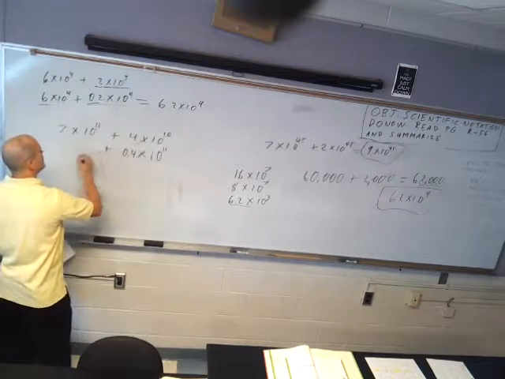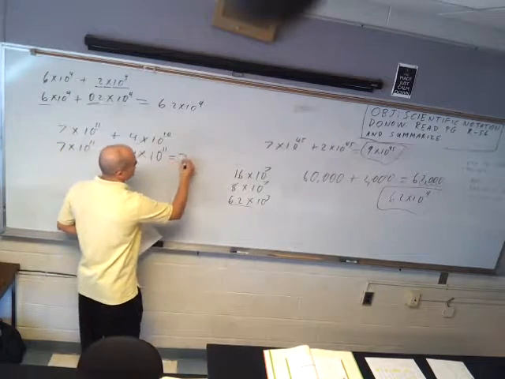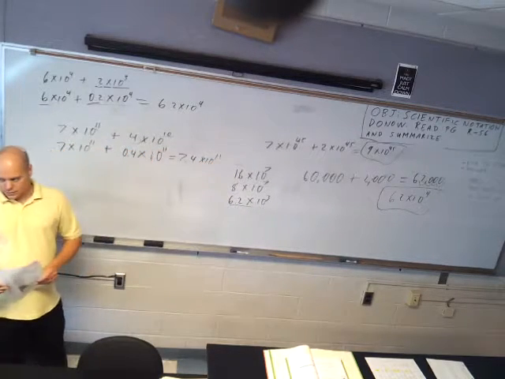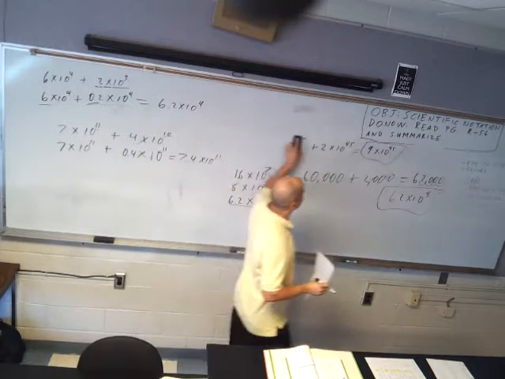This one stays the same. 7.4 times 10 to the 11, right? 7.4 times 10 to the 11. I got it. Good? All right. I have one more example to do and then we're finished.